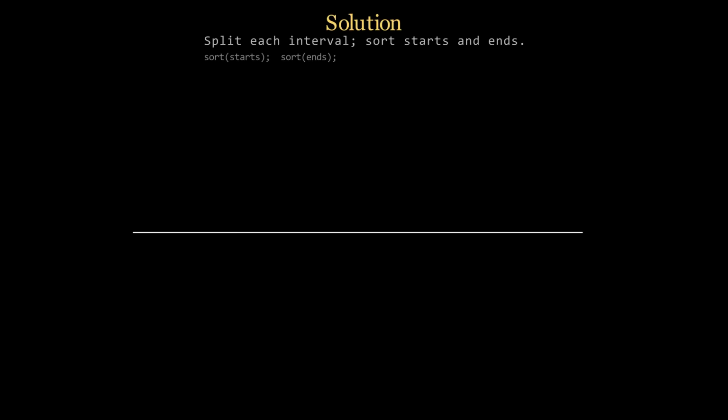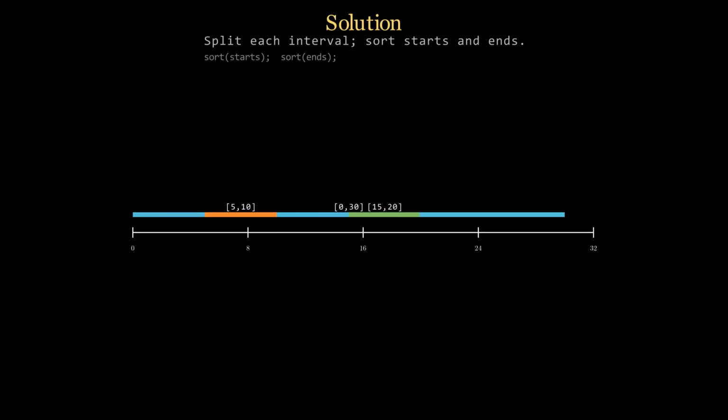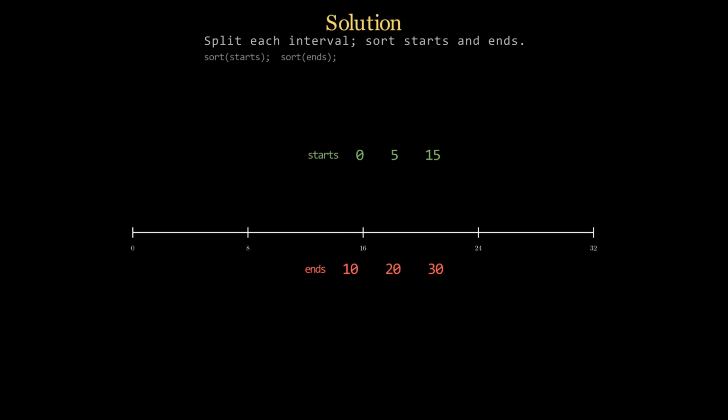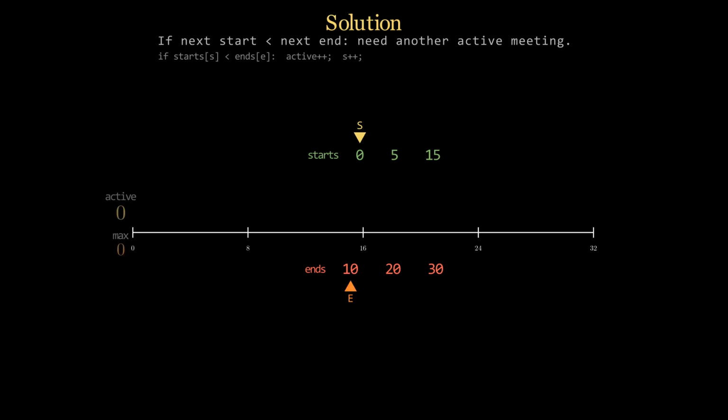First, pull every start time and every end time into two lists, and sort each one. You never need meeting IDs for this count, only chronological order of arrivals and departures matters. Place two pointers at the front of starts and ends. Compare the next start to the next end. Here the first start is 0 and the earliest end is 10. 0 is less than 10, so a meeting has begun before any meeting has finished. Open one room and advance the start pointer.